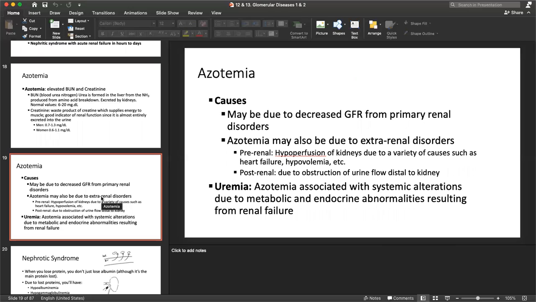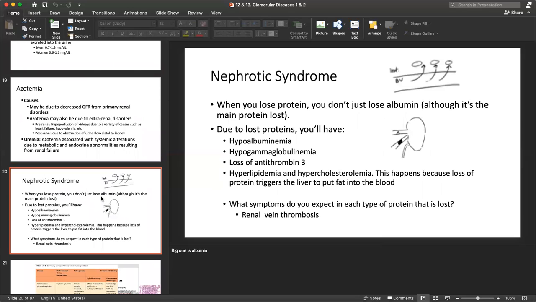Causes could be because of a decreased GFR, and then uremia is going to be azotemia with alteration systemically. Okay, that's too important. Nephrotic syndrome is going to be a loss of protein, like we had talked about, and one of those proteins is going to be albumin. So you'll have hypoalbuminemia because you're going to be losing albumin in the urine, as well as gamma globulin and antithrombin 3.